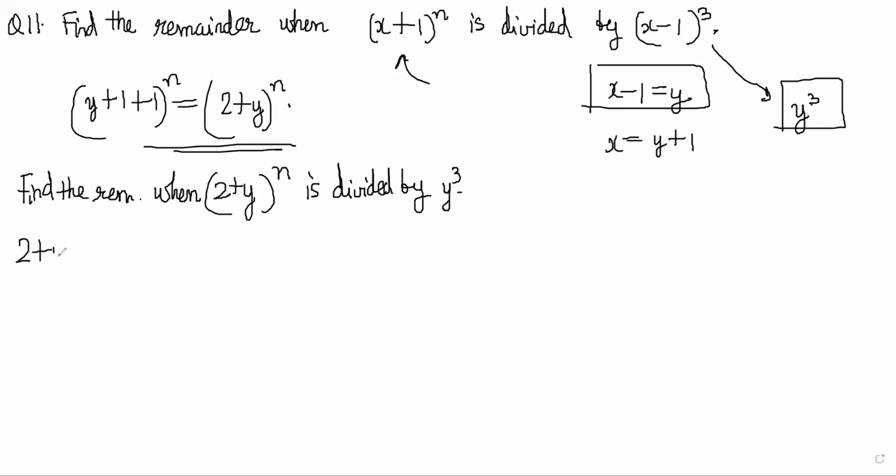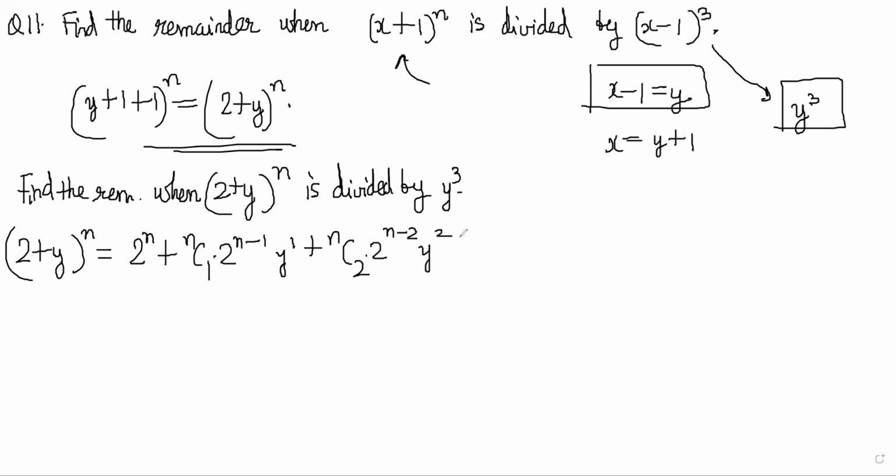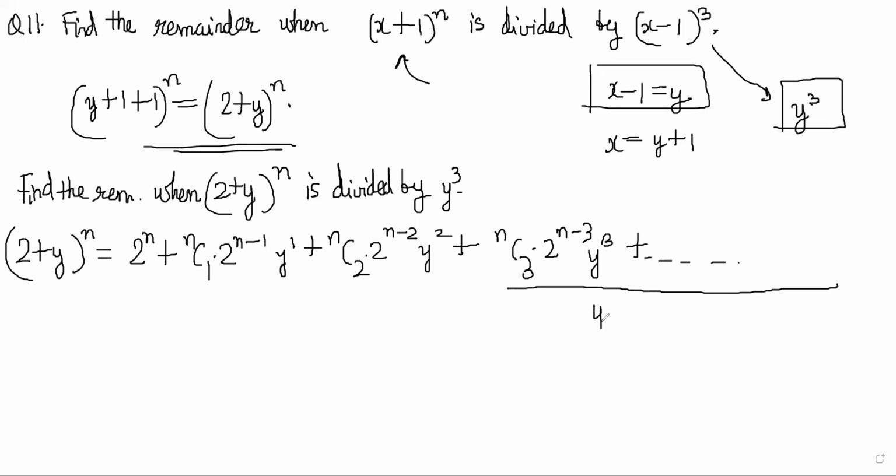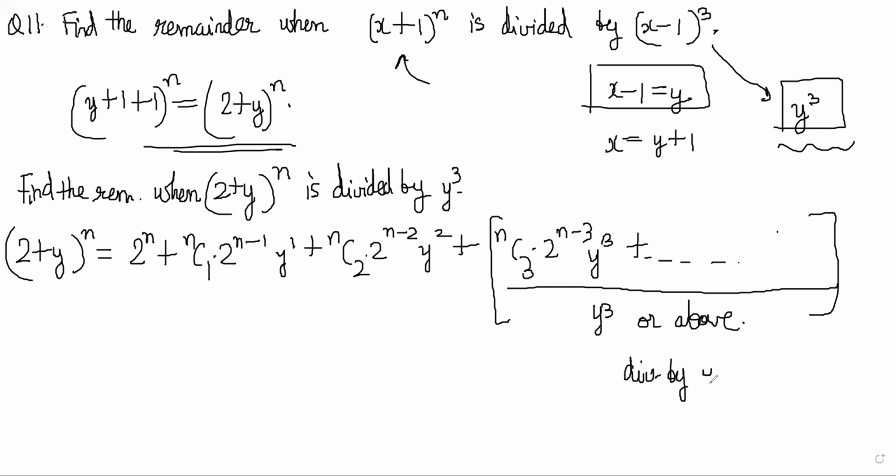Great. So the binomial expansion for (2 plus y) power n is what? It is 2 power n plus nC1 2 power n minus 1 y power 1 plus nC2 2 power n minus 2 y square plus nC3 2 power n minus 3 y cube, and so on. Notice from this term onwards, y powers will be 3 or above, right? So these are all terms that are divisible by y cube. So the remainder will basically be just these 3 terms, because these do not have powers of y as y cube, right?